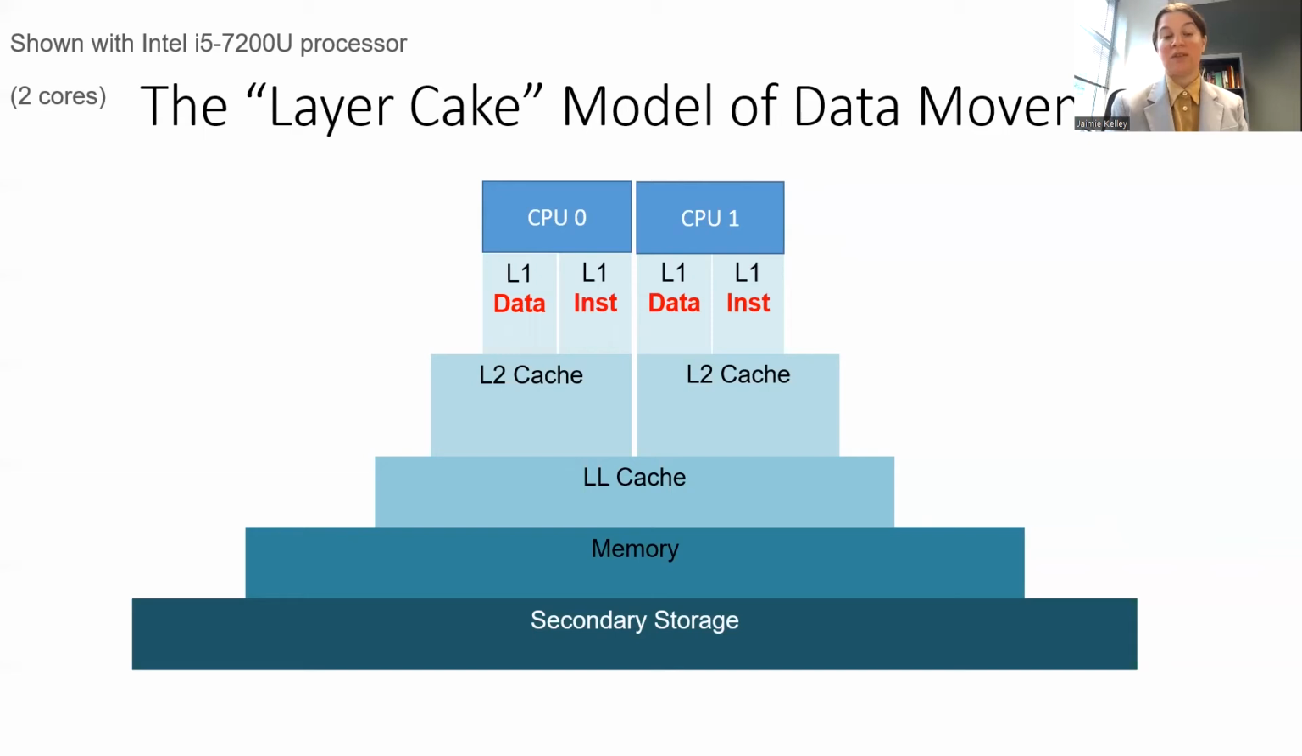Each of those cores has its own level 1 cache, which contains data separately from instructions. We also have each of them controlling their own level 2 cache, and then they have a shared last level cache. Now, underneath that, they also have memory, which is random access memory, and secondary storage, both of which depend on the underlying architecture of the computer that was built.